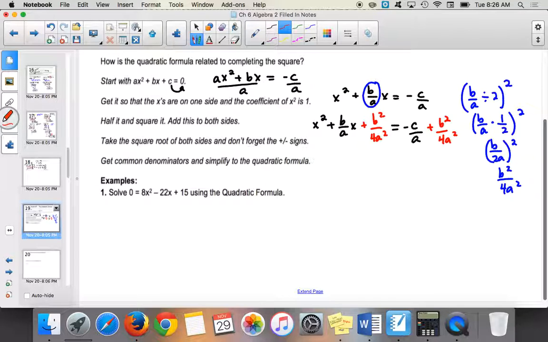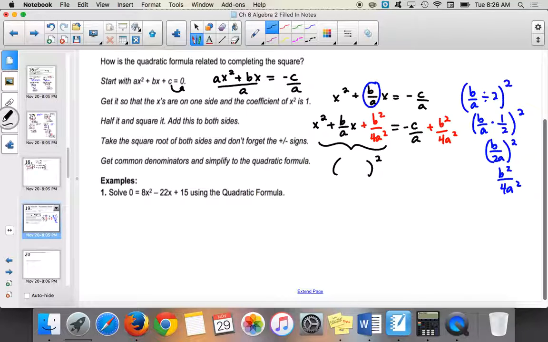So don't let it freak you out that there's variables, that there's a's, b's, and c's instead of numbers. We're doing exactly the same process that we did yesterday. So when we do this, we've now done what we called completing the square. This should be a perfect square trinomial, right? So it should factor into something times itself.